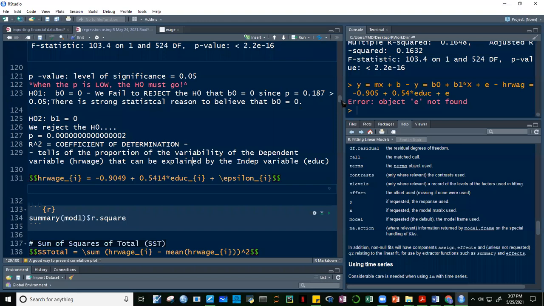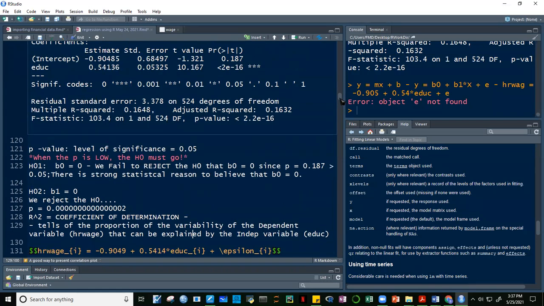Ibig sabihin, yung variability ni hourly wage, 16.48% of that can be explained by education. So ang kaya lang niya explain ng model natin, where we used education, is 16.48%. Ibig sabihin, guys, nun, 83.52% ang hindi kayang i-explain ng model natin. So, sino pwede maka-explain ng 83.52%?